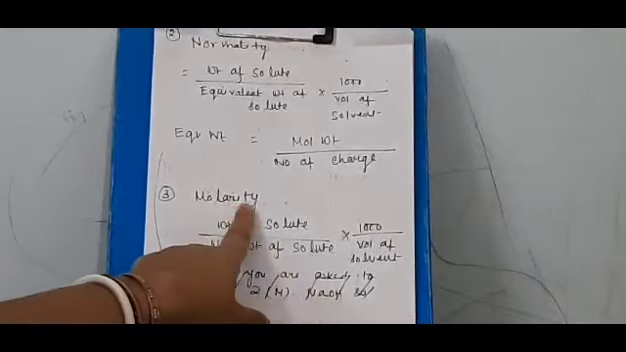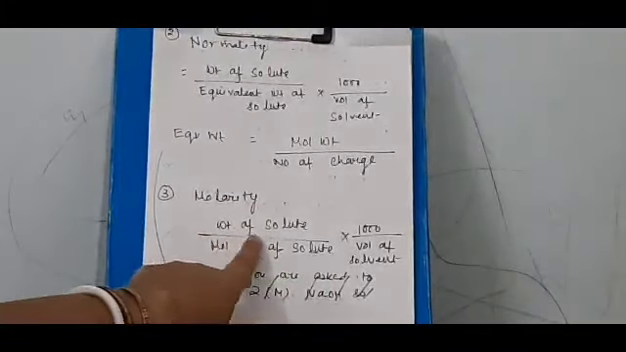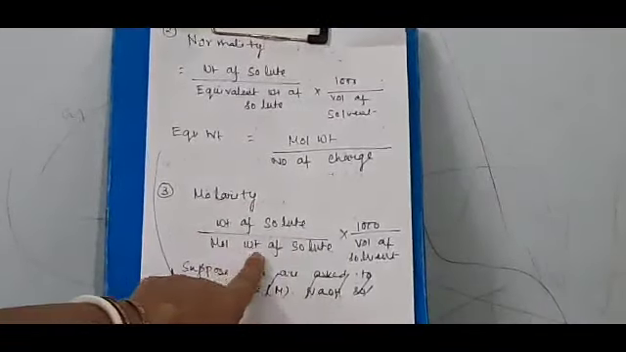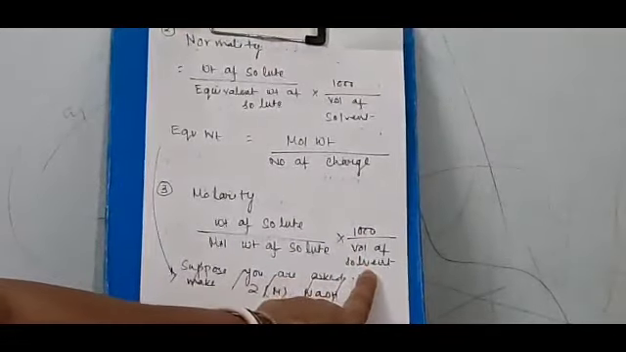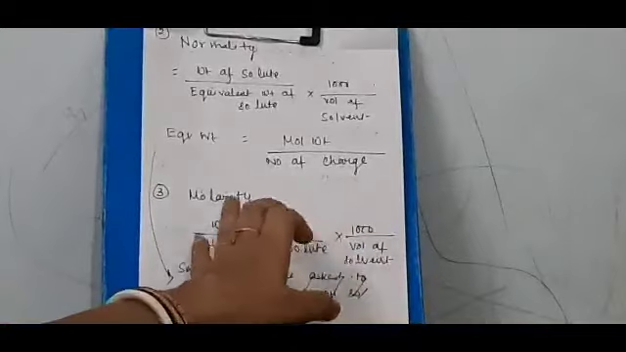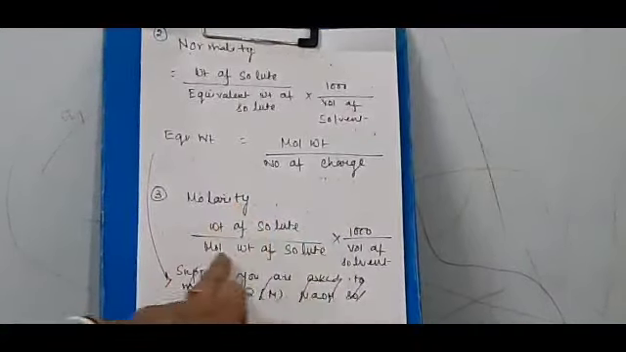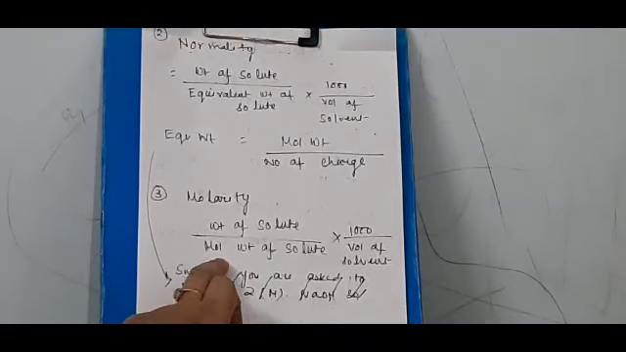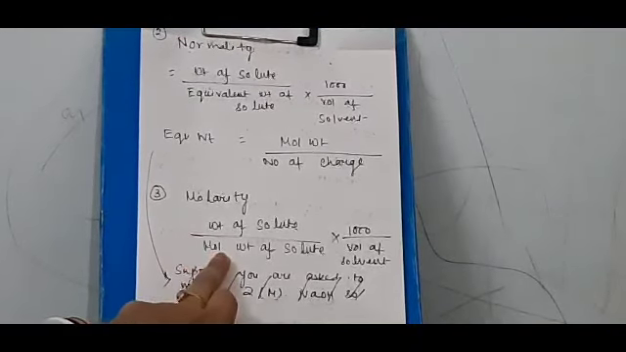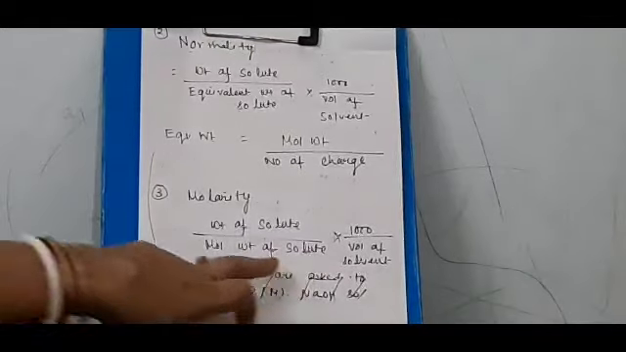Next one is molarity. Molarity is weight of the solute divided by molecular weight of the solute into 1000 divided by volume of the solution. The difference of molarity from normality is that in case of molarity we take the direct molecular weight, but in case of normality we take the equivalent weight of the solute.